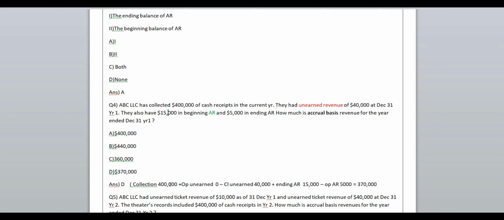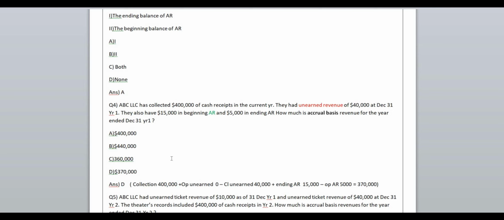So cash collection 40,000, add opening unearned revenue 0, minus closing unearned revenue is 40,000. Then add closing minus opening accounts receivable. The answer will be coming to 3,70,000. So the answer will be D, 3,70,000. I hope you all can understand.